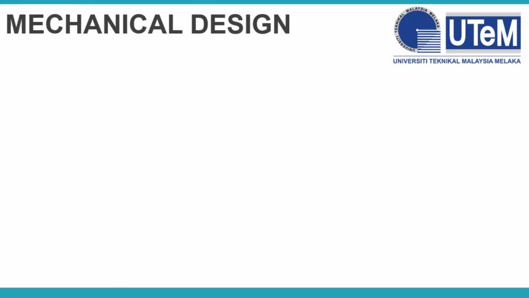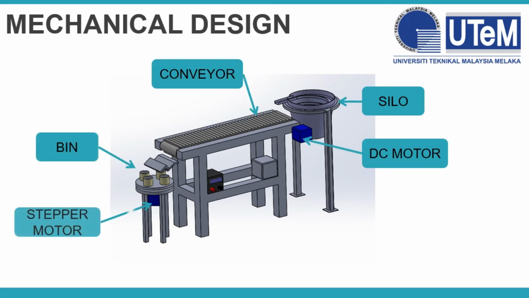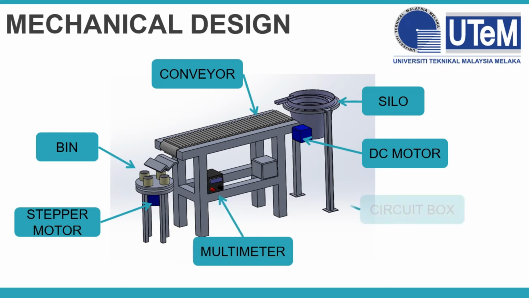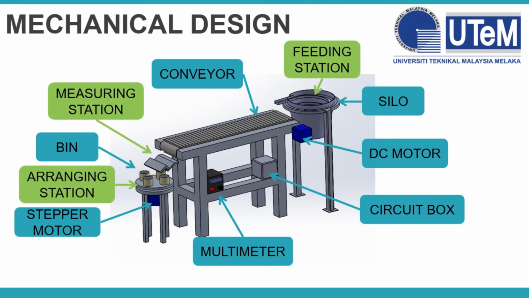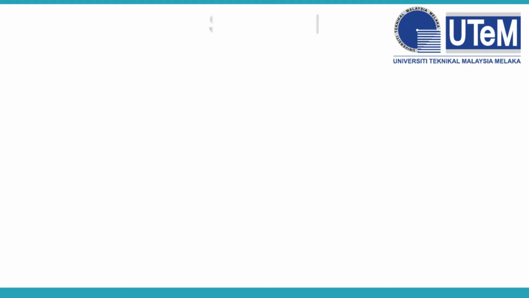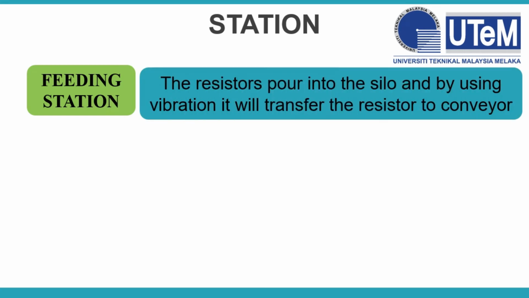For the mechanical design, this is my design, and it consists of silo, conveyor, DC motor, bin, stepper motor, multimeter, and circuit box. This system consists of 3 stations: feeding station, measuring station, and arranging station. It starts with the feeding station. The resistors will be poured into the silo, and by using vibration, it will transfer the resistors to the conveyor.